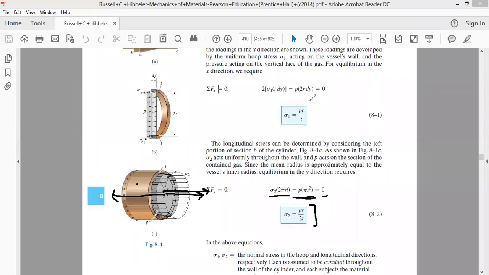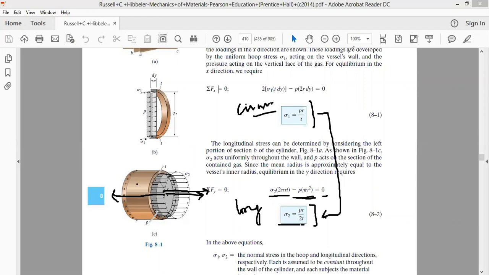Look at the difference. Sigma 1 is equal to pr by t. Sigma 2 is equal to pr by 2t. Now, as far as this sigma 2 is concerned, this is your longitudinal stress. And as far as sigma 1 is concerned, this is our circumferential stress or hoop stress. Now, if you look, the formula for both is similar, except that circumferential stress is twice the longitudinal stress. Longitudinal stress is only half.